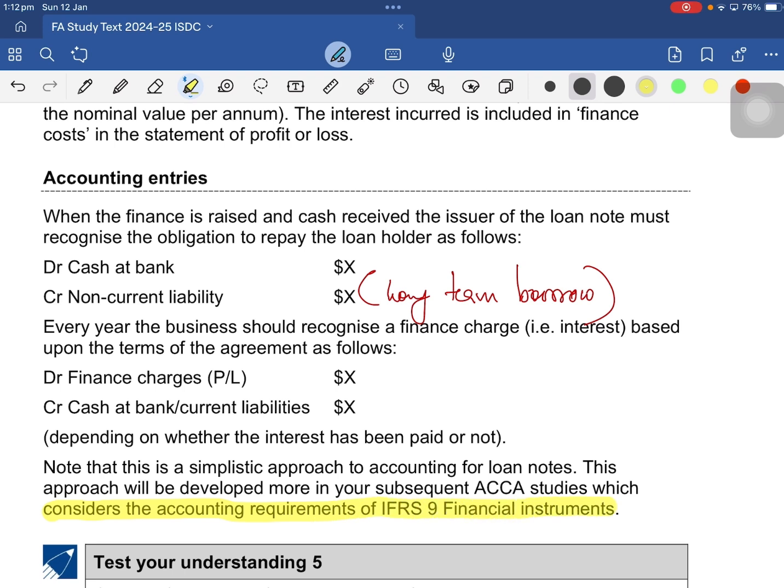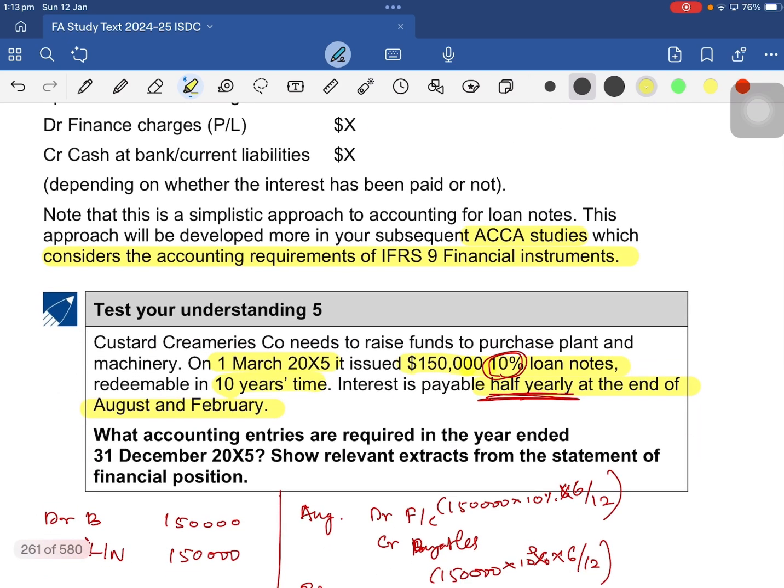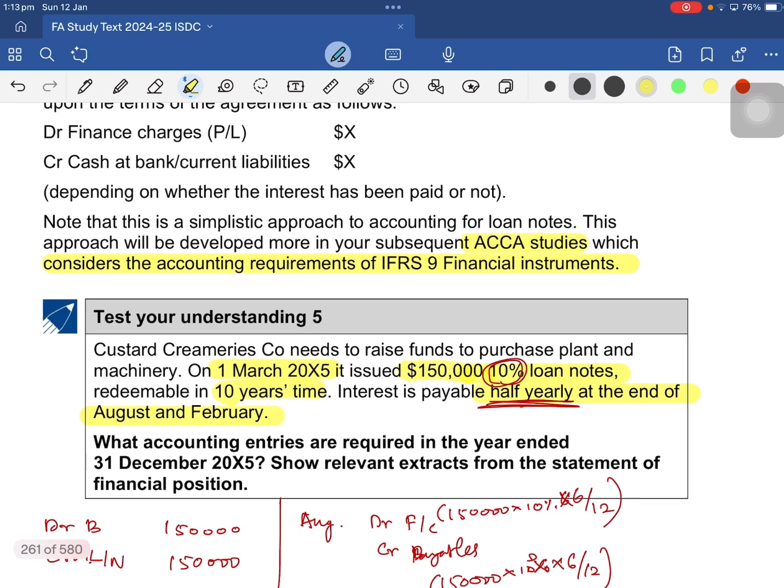Rest of the others you would learn in ACCA studies later in IFRS 9. Clear? IFRS 9 is about loans, and not just loans, all the other things related to financial instruments. That is a very long topic that you study in FR, SBR, and AAA. It is the next level of ACCA. Okay, so let's continue.